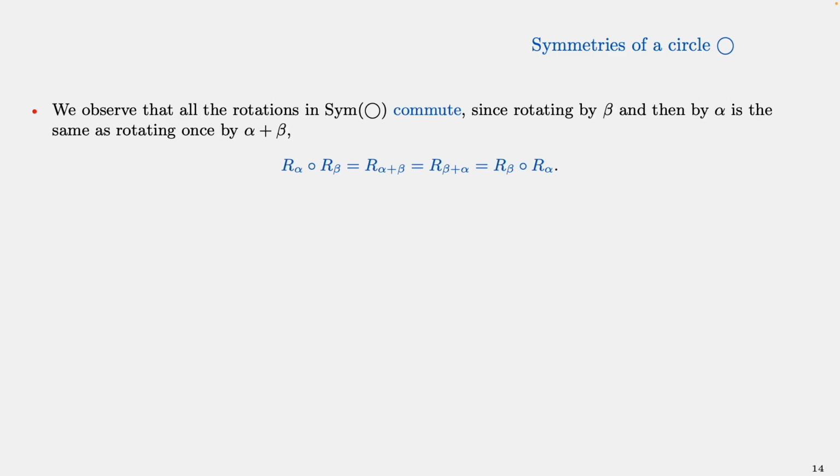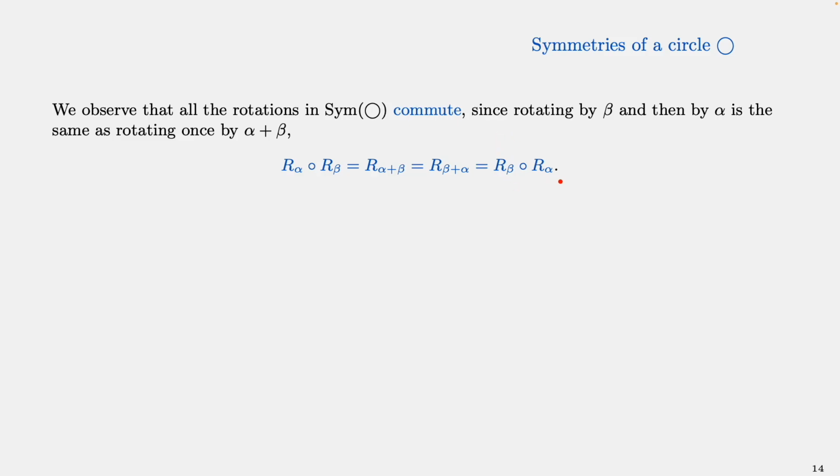Let's look at commutativity. First, we observe that all the rotations commute, because rotating by beta and then alpha is the same as rotating once by alpha plus beta. So R alpha composed with R beta is R alpha plus beta, but addition is commutative, so this is R beta plus alpha, which is the same as R beta composed with R alpha.